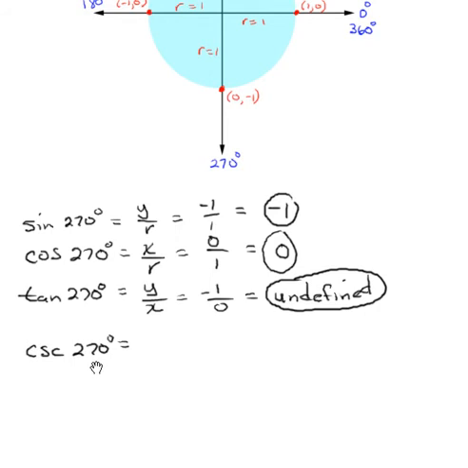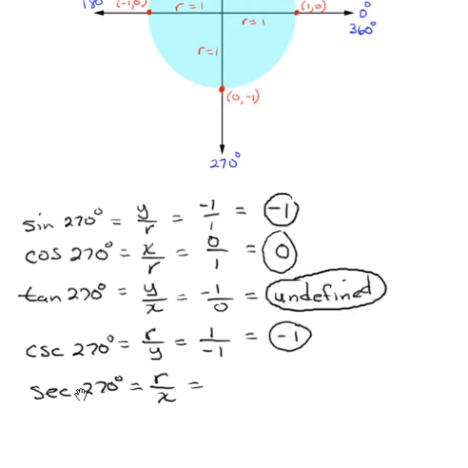The cosecant of 270, don't forget, cosecant is the reciprocal of sine. So instead of y over the radius, which is sine, the reciprocal would be the radius over y. The radius for any unit circle is 1, and the y value is -1. And 1 divided by -1 is -1.